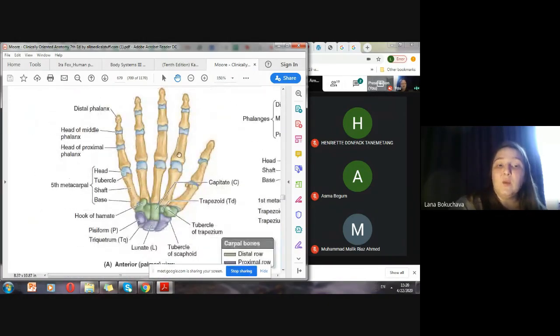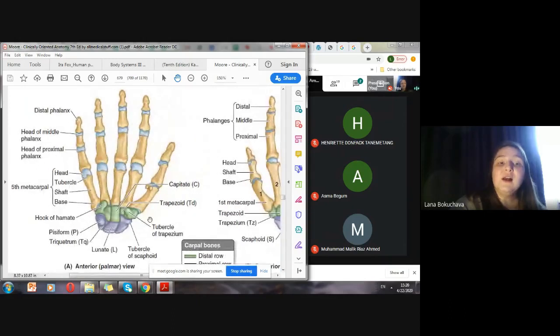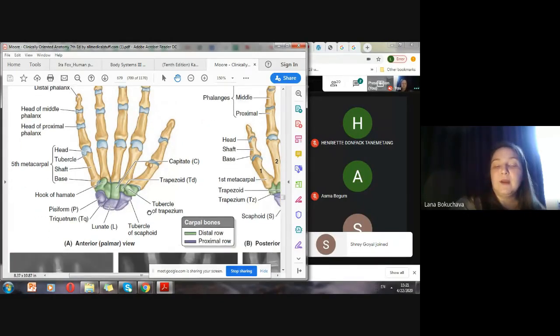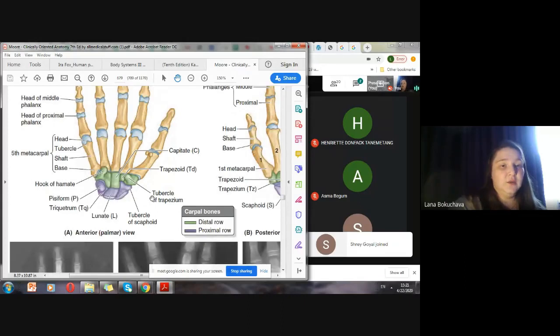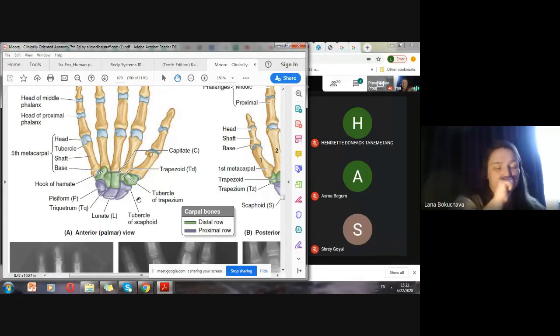You can see it very well here in this particular picture, where you have this bone of the scaphoid, the part of the lunate, triquetrum, and the portion of the pisiform. So that's what was about the proximal row.